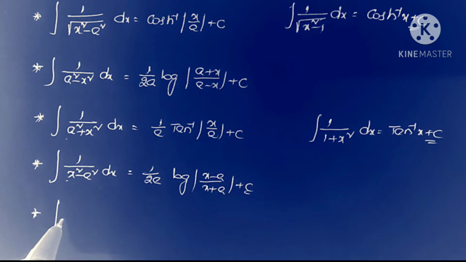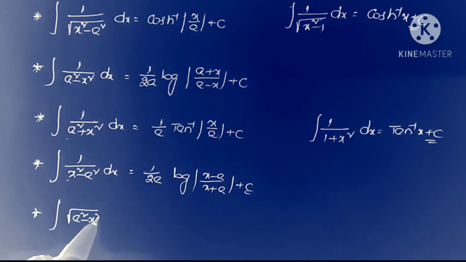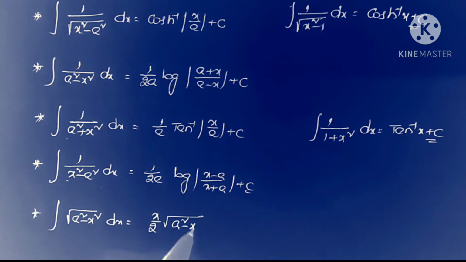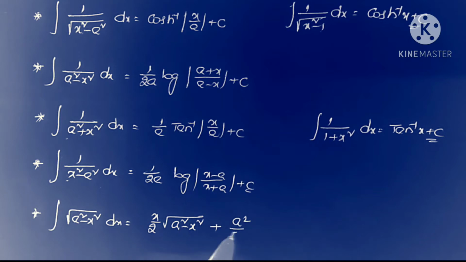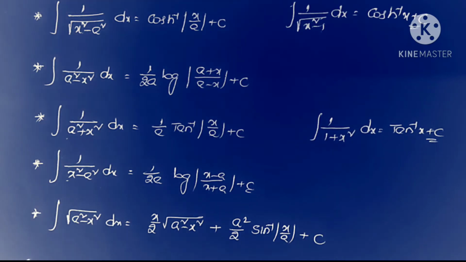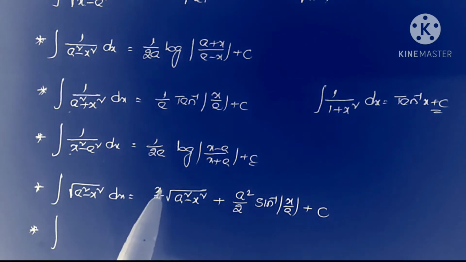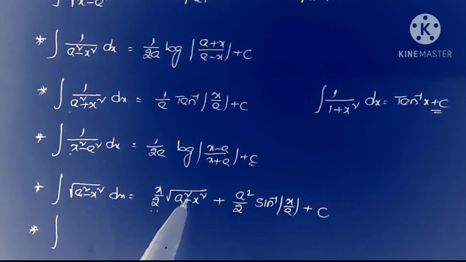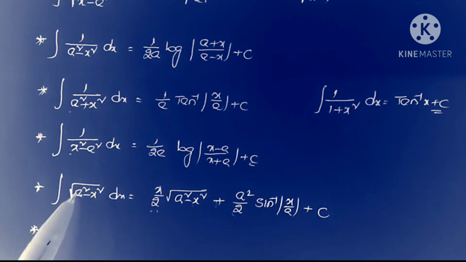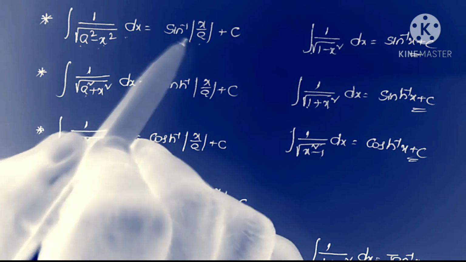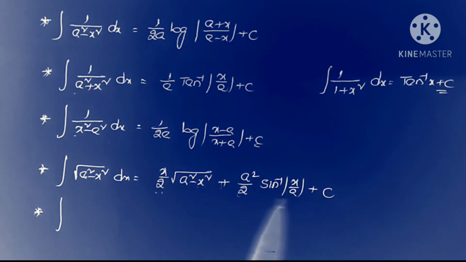And the next one, integral square root of a square minus x square dx. Now the answer is x by 2 into square root of a square minus x square plus a square by 2 into sine inverse x by a plus c. Simply, first we write x by 2 into the given problem, x by 2 into square root of a square minus x square, plus a square by 2 into the answer of 1 by square root of a square minus x square, which is sine inverse x by a. We replace that value here.